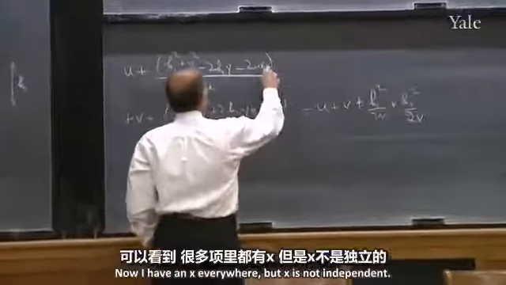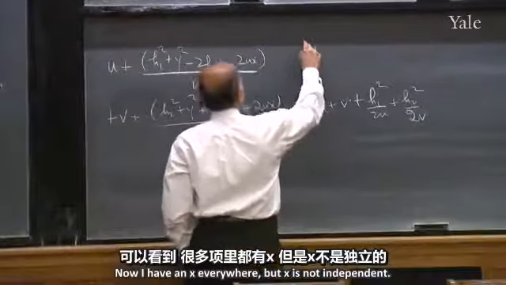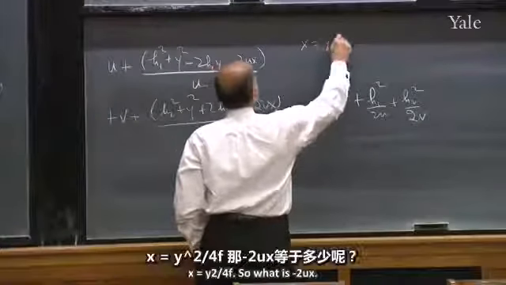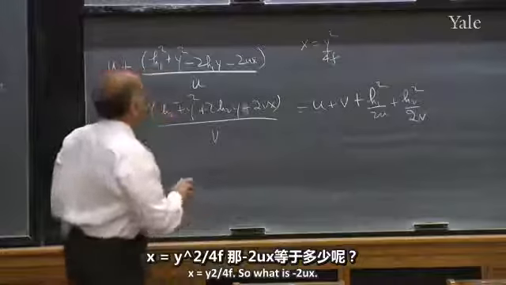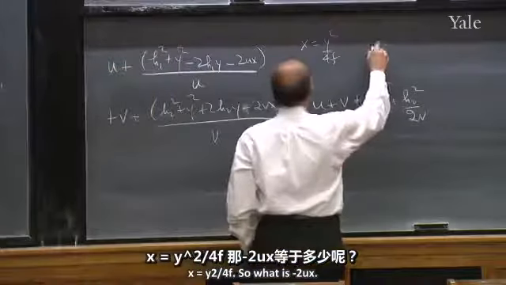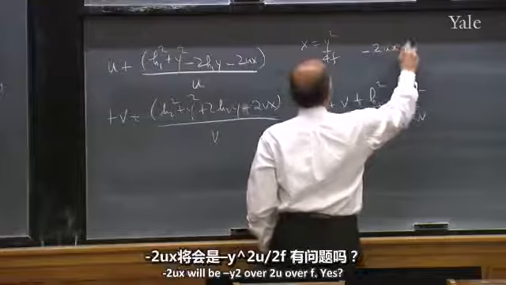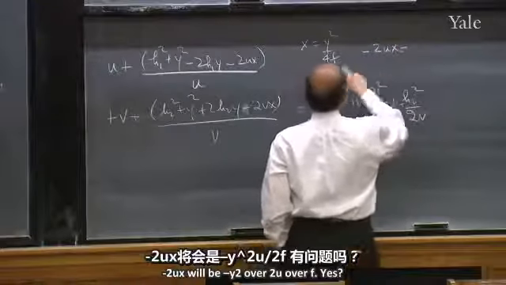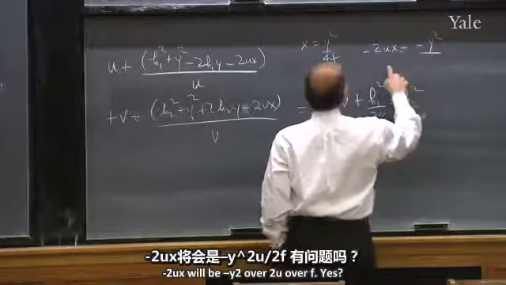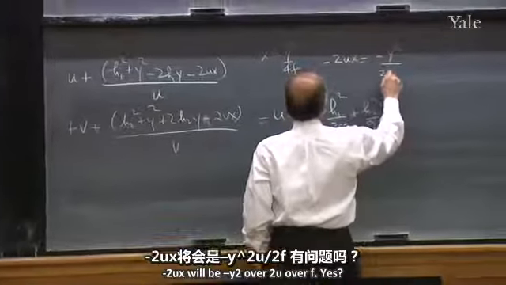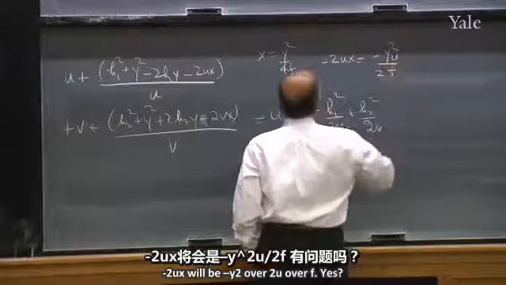Now, I have an x everywhere, but x is not independent. X is equal to y squared over 4f. So what is minus 2ux? Minus 2ux will be minus y squared over 2u over f.